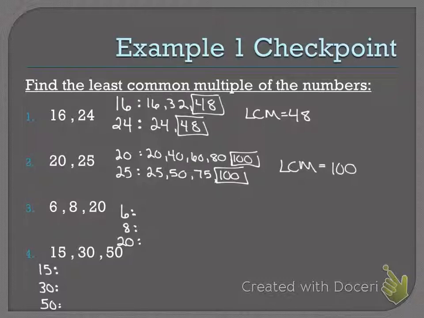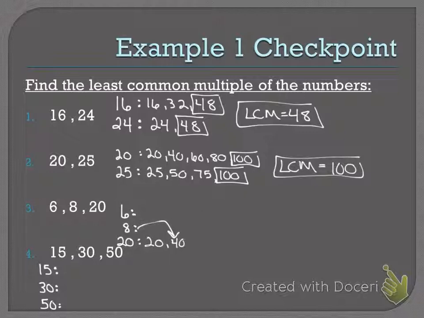Now, when I'm finding the LCM for 3 numbers, I have to find a number that all 3 of them go into, not just 2 of them. So on number 3, what number am I going to start listing multiples? What number am I going to choose? The largest, which is 20. All right, so I go 20. No. What about 40? 8 goes into 40, so I'm done.